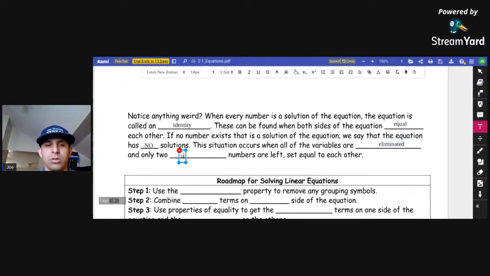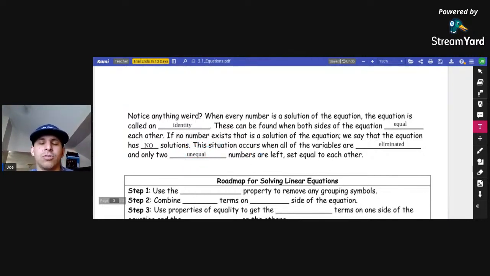and only two unequal numbers are left. And what I mean by unequal, right, because they're set equal to each other, is just two numbers that aren't the same. So if the left side is 2, the right side is any number but 2. Okay, and obviously there's an infinite amount of numbers it could be.